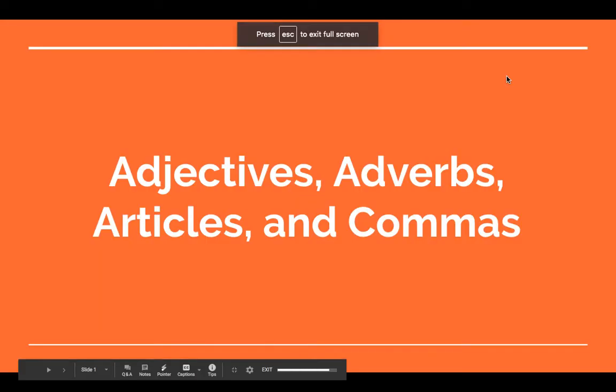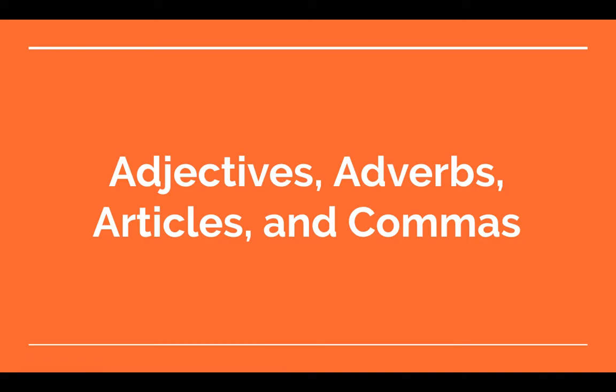Hi guys. So we're going to do a review on chapter 13 that we've been working on in grammar. And in this chapter we talked about adjectives, adverbs, articles, and commas. Remember, in English we have a lot of names for things that are very familiar to us, but sometimes the label makes us a little uncertain of what we're talking about.